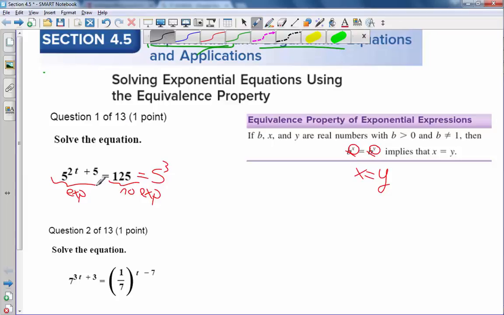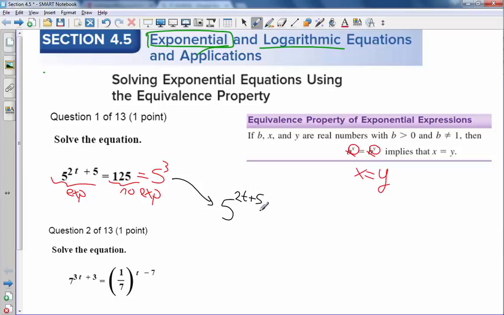So I'm going to go ahead and say, we'll just continue here. 5 to the 2t plus 5 is equal to 5 cubed. Look what's going on. Exact same situation here. The bases, 5 and 5, match. If there is a matching pair of bases, you can just ignore them and set the tops equal. Set the tops: 2t plus 5 equals 3, and just solve for it.